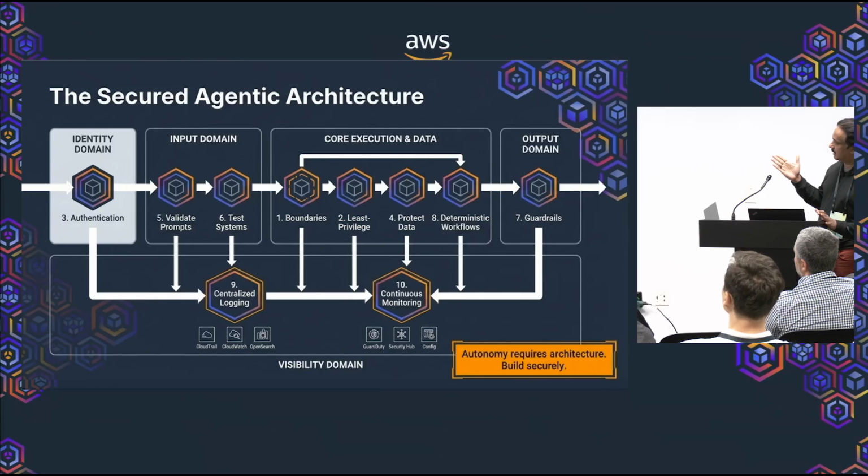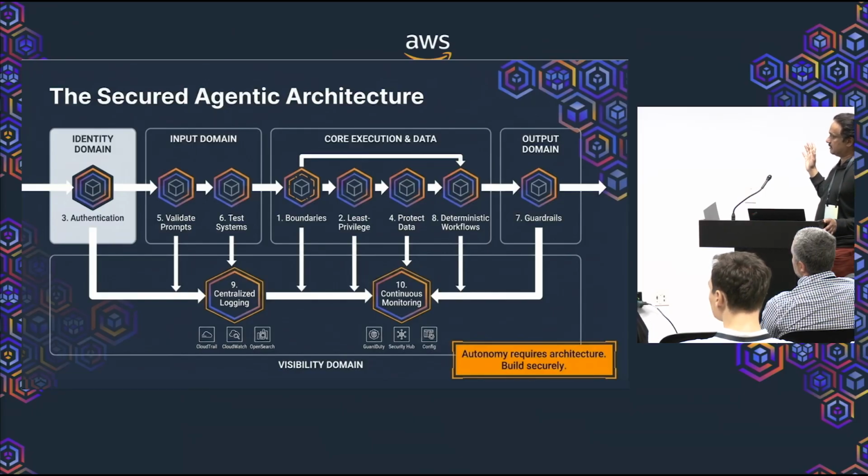And the fifth one is validating the prompts before processing them. And the sixth step is testing everything, validating and testing before execution. And the seventh step is having guardrails in place before presenting the execution results to the user.